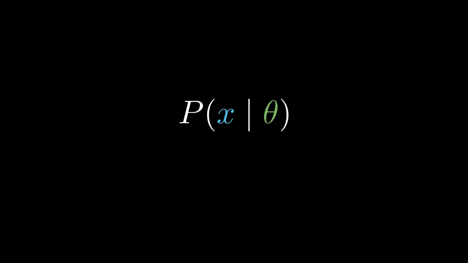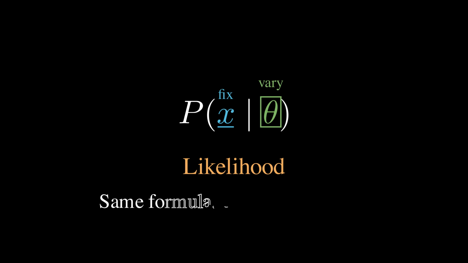Here's a formula that means two completely different things. P of x given theta. If you fix theta and let x vary, you're asking about probability. How likely is this data, given a known model? But if you fix x and let theta vary, you're asking about likelihood. How plausible is this model, given the data we already observed? Same formula, completely different meaning.